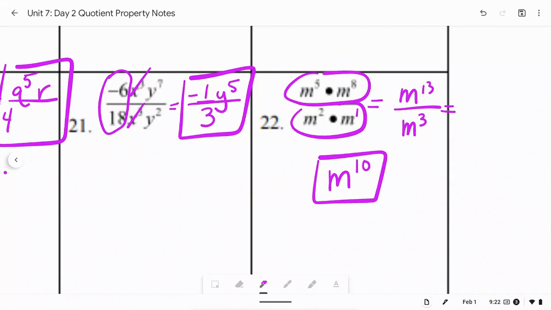All right, so now hopefully you have a better understanding of what to do with exponents when you're dividing. Feel free to reach out to your teacher with any additional questions.